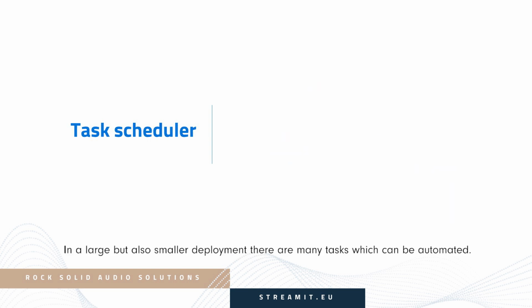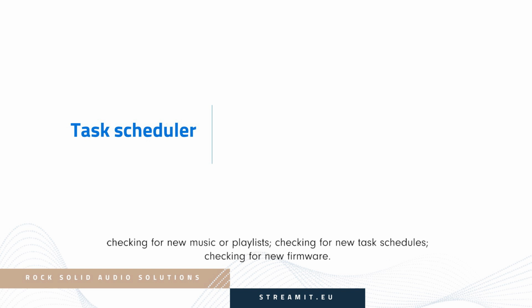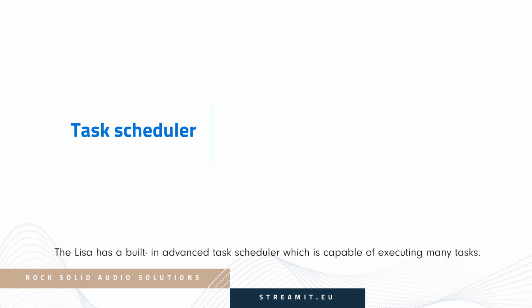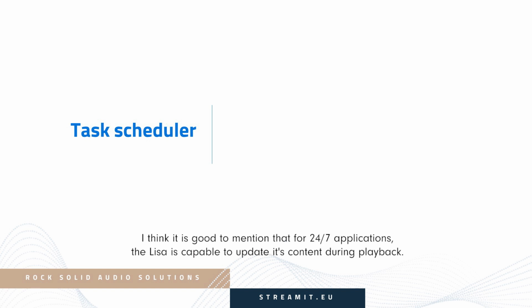In a large but also smaller deployment, there are many tasks which can be automated. To mention a few: powering the device on and off, checking for new music or playlists, checking for new task schedules, checking for new firmware. The Lisa has a built-in advanced task scheduler which is capable of executing many tasks. Some tasks can be run in parallel, some of course not. I think it's good to mention that for 24/7 applications, the Lisa is capable of updating its content during playback.